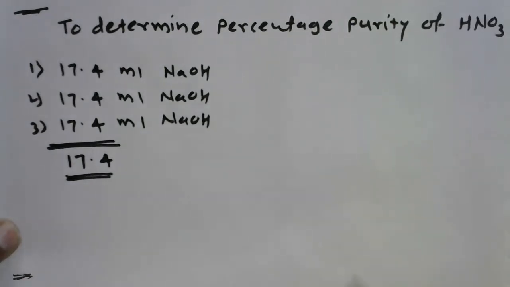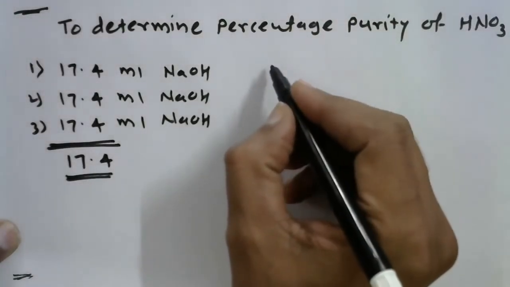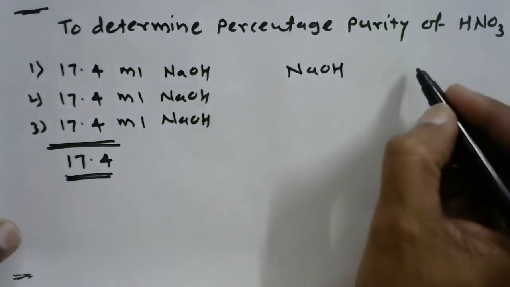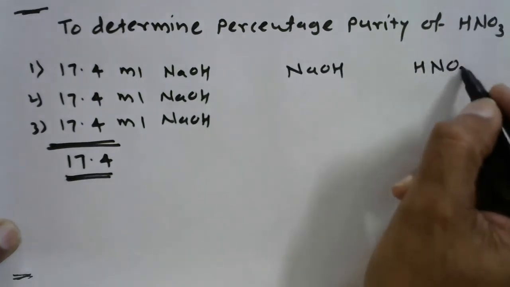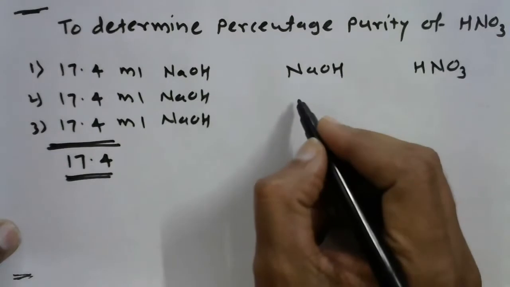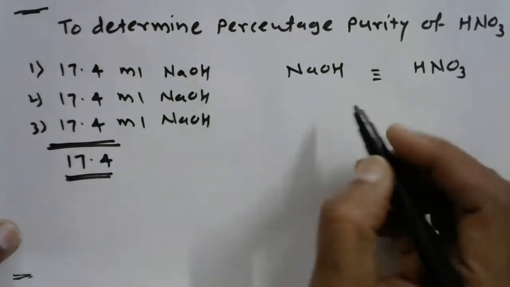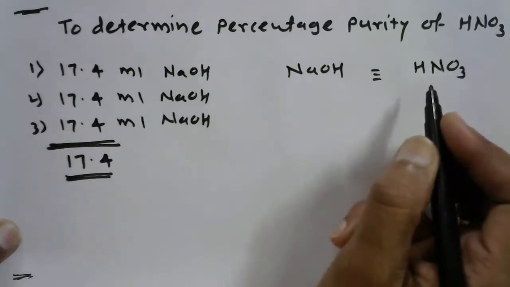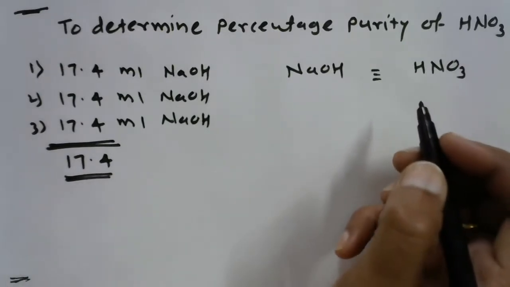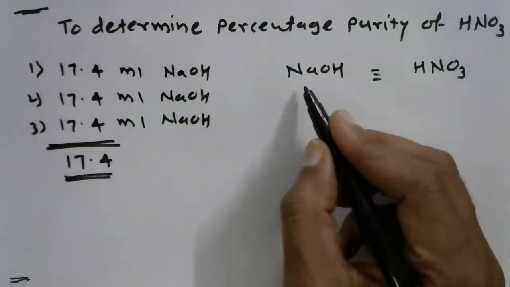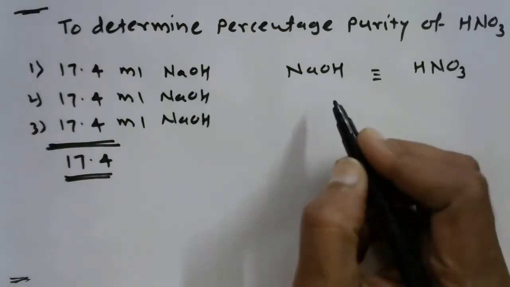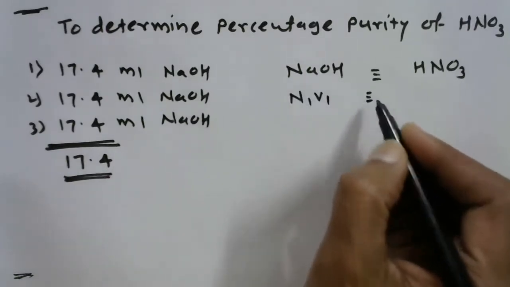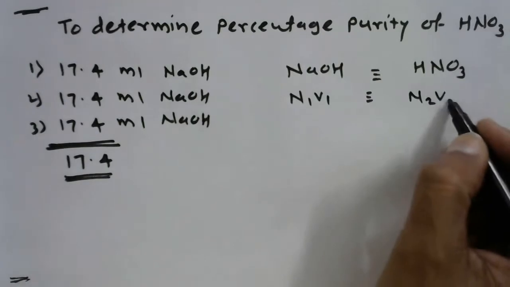For calculation purpose, we have titrated standard NaOH and the prepared solution of HNO3. For calculation, the reaction was NaOH plus HNO3, which gives NaNO3 and H2O, meaning 1 mole of NaOH is equivalent to 1 mole of HNO3. So therefore, the relation N1V1 equals N2V2 is applicable.